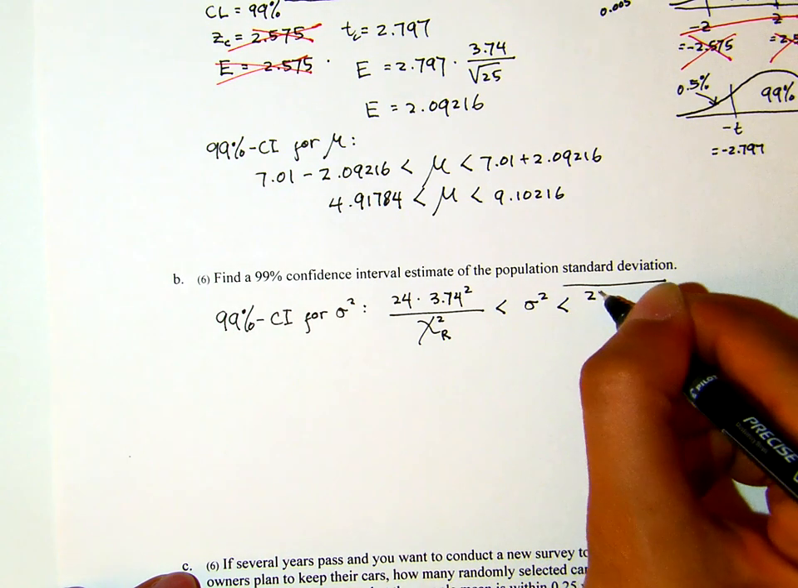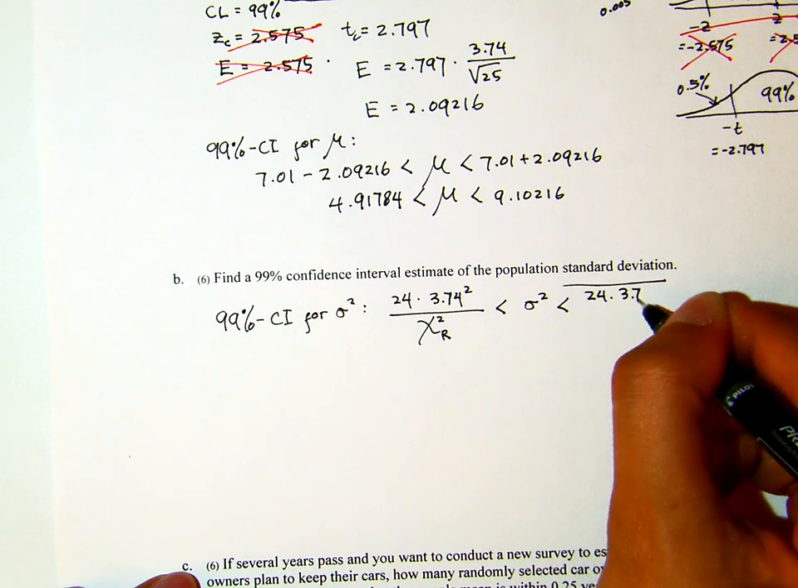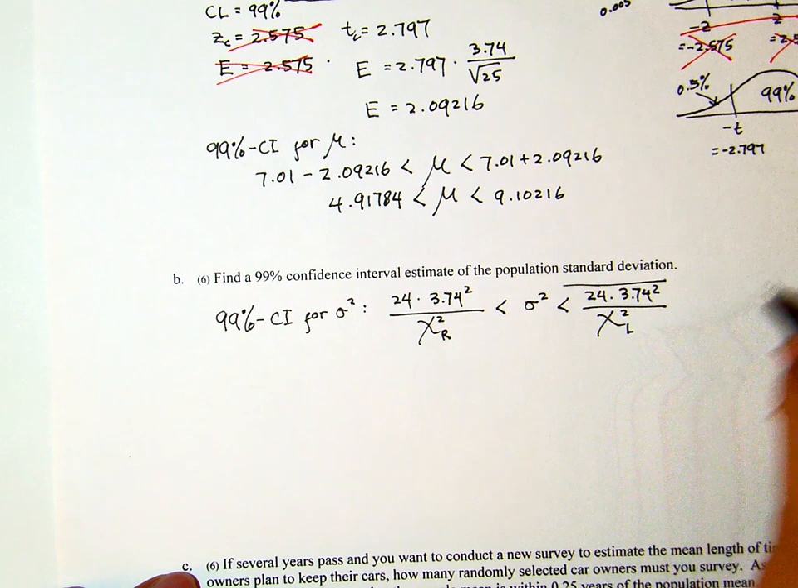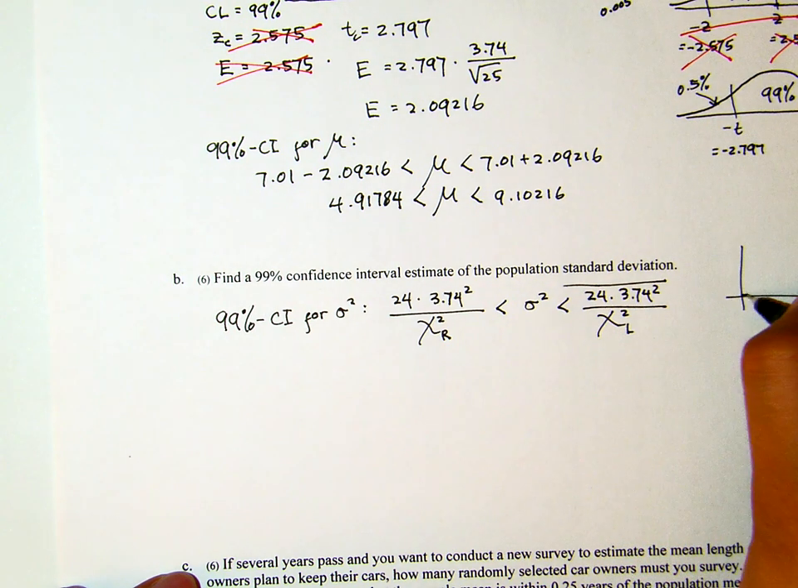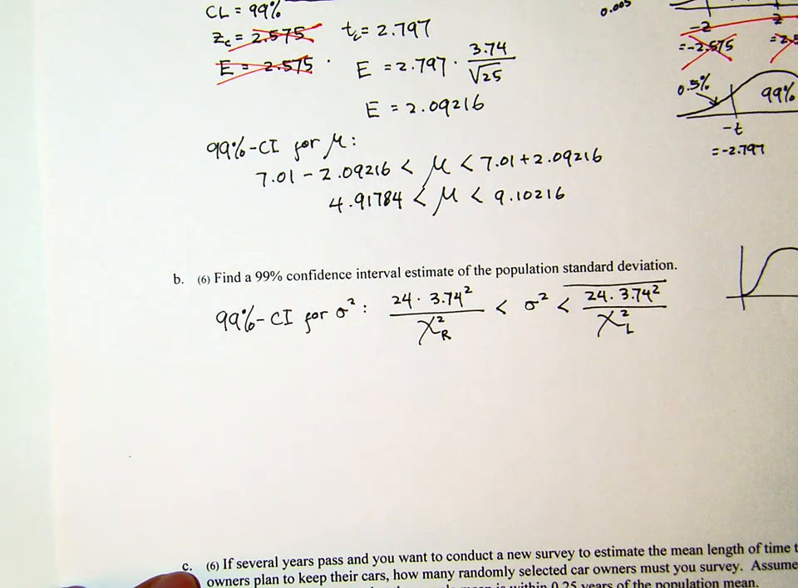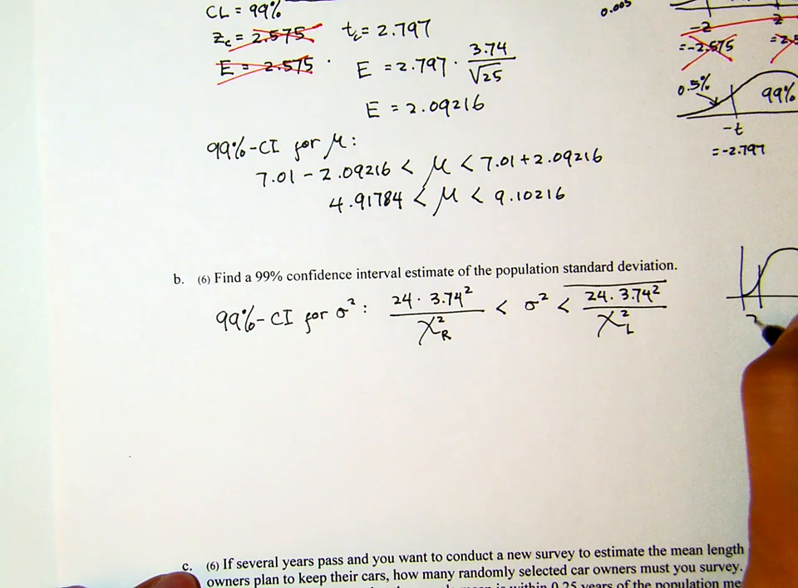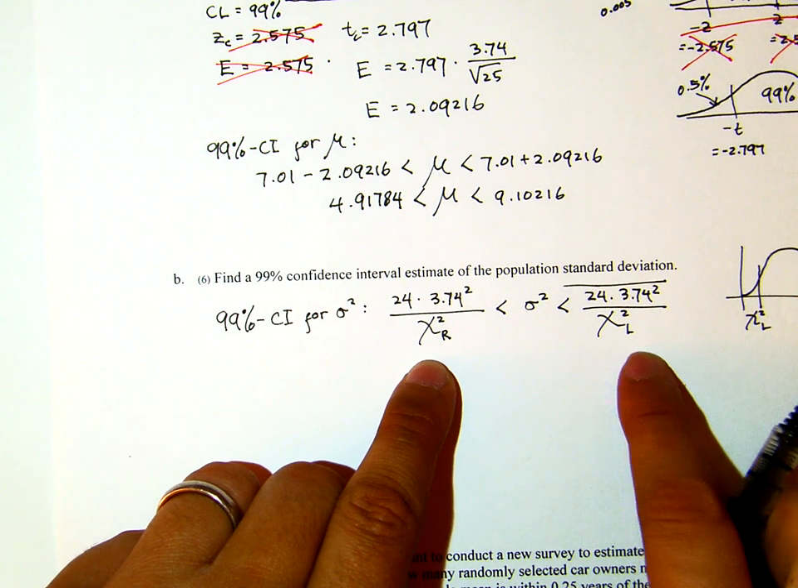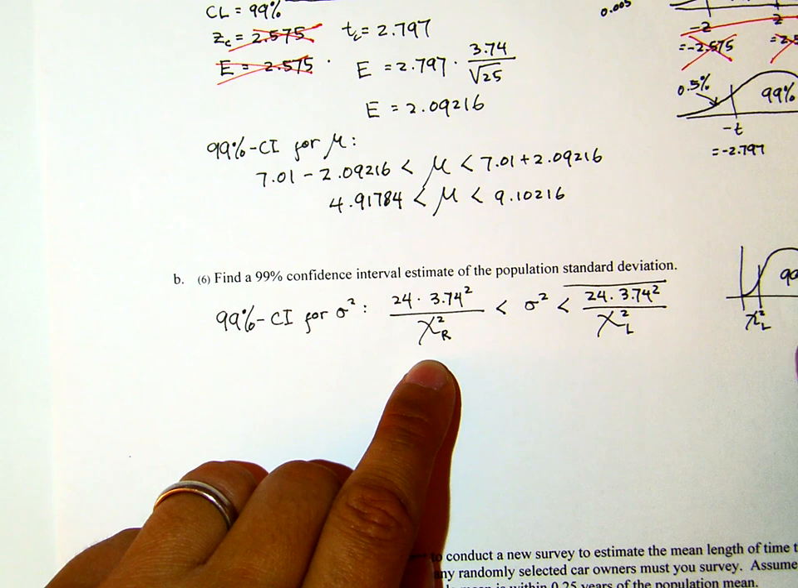less than 24 times 3.74 squared over chi square left. Now what is the left and right for the chi square? This is chi square left and this is chi square right. Now notice the difference in order. Now if this is 99%, then this will be 0.5%.